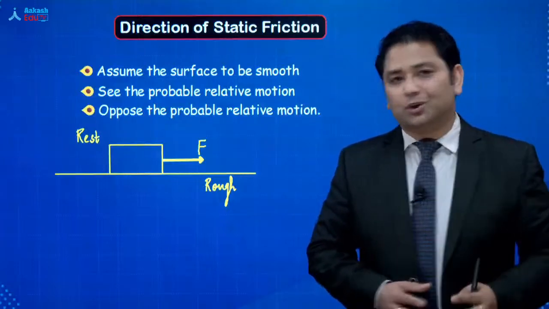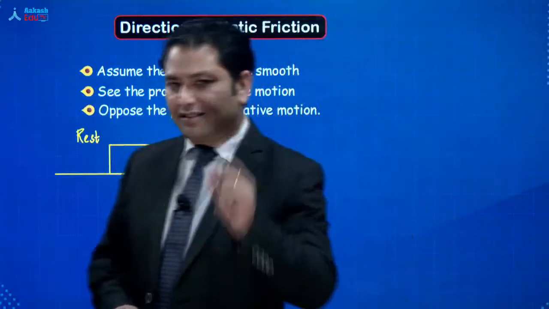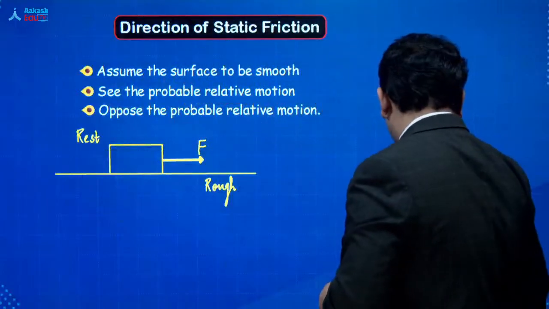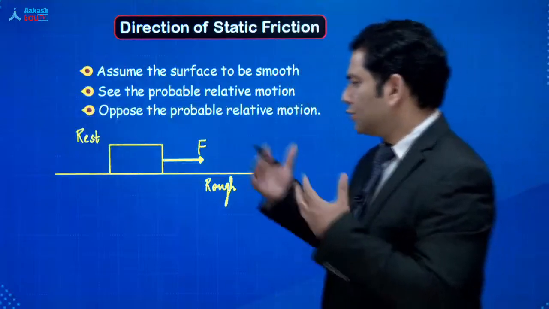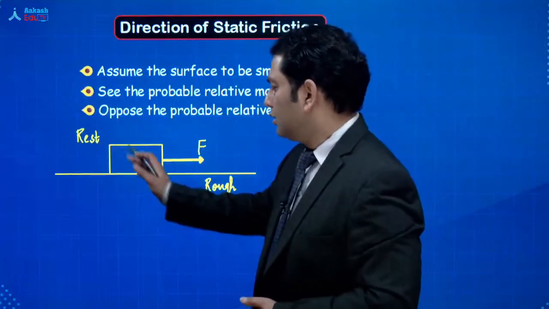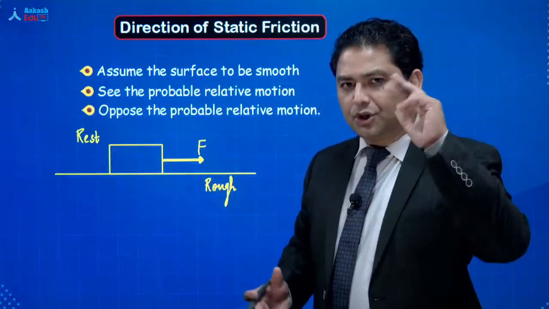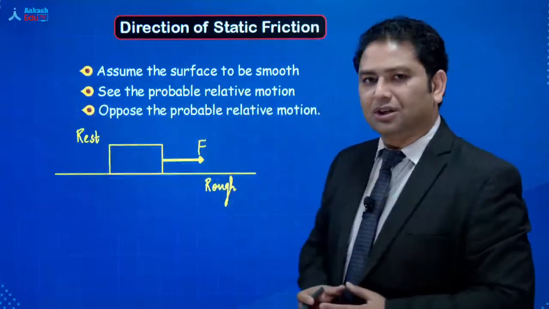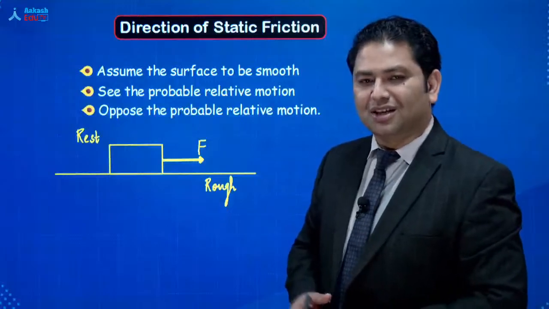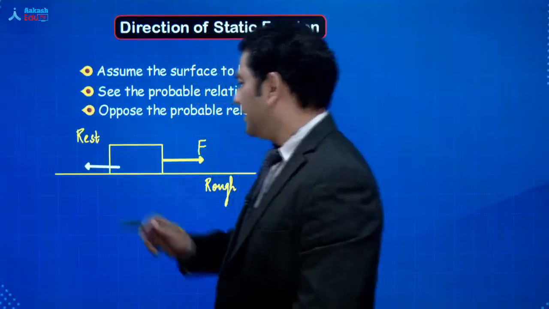There is going to be static friction. Now, what would be the direction of this static friction? That's the big question. So it's quite simple. जब surface smooth था, while the surface was smooth, what would be the probable direction of relative motion? Well, this block would have moved right with respect to ground. That's quite a simple thing. So you got a probable relative motion. अब करना क्या है? Just oppose that probable relative motion. यही काम करना है. So the opposing the probable relative motion, that will be there.